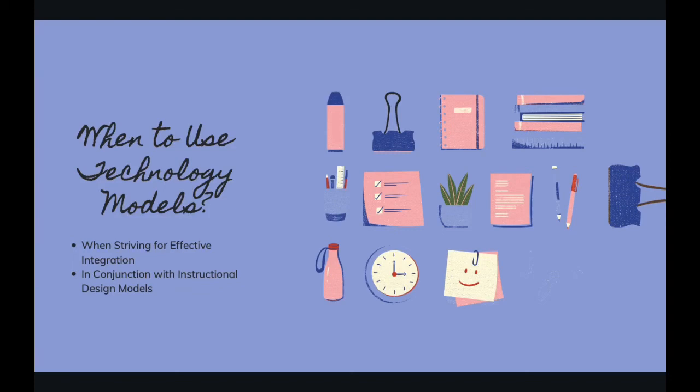These models can also be used in conjunction with instructional design models, such as the ADDIE model, which we explored in our last module. So for example, when planning for instruction using the ADDIE model, instructional designers must ensure that students can understand the technology during the analysis phase and ensure that the needed technology is available before implementing it.